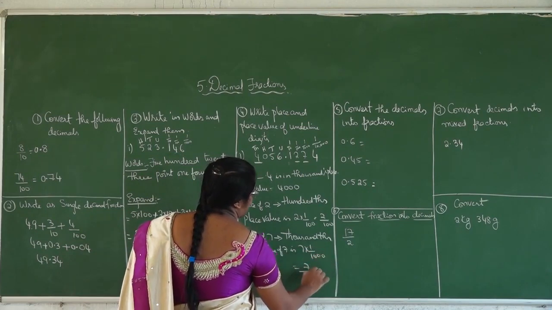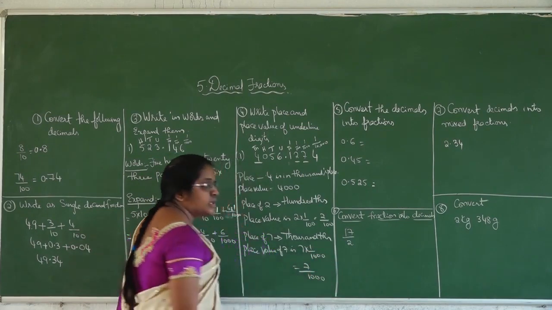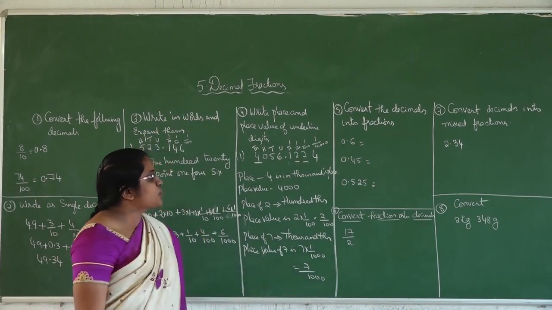which is equal to 7 by 1000. That is the place value.